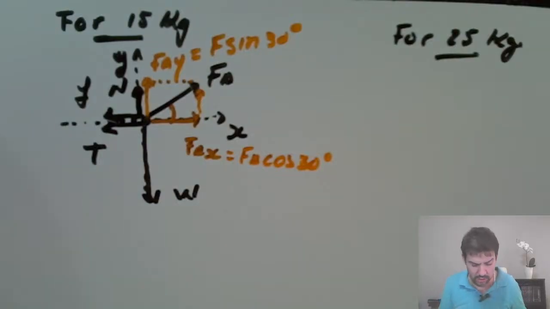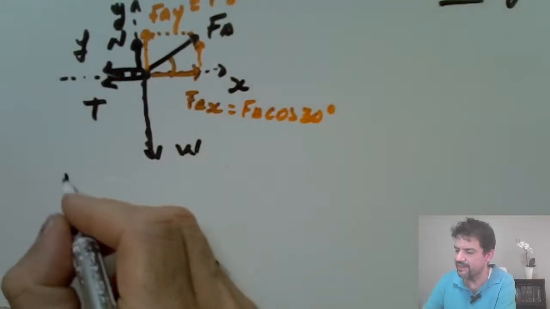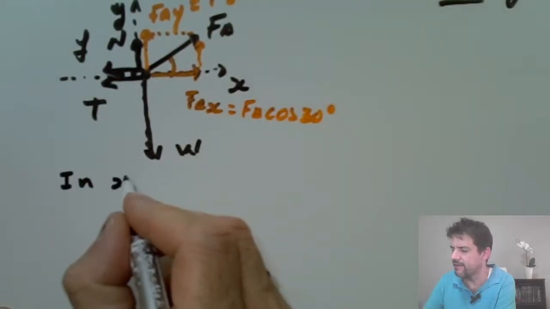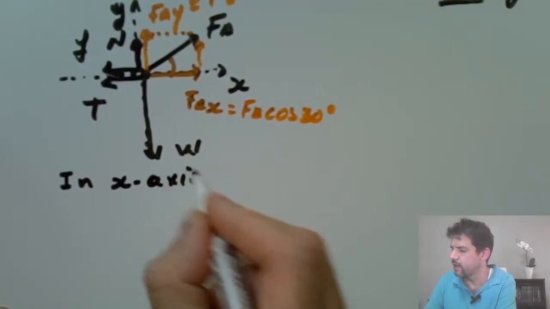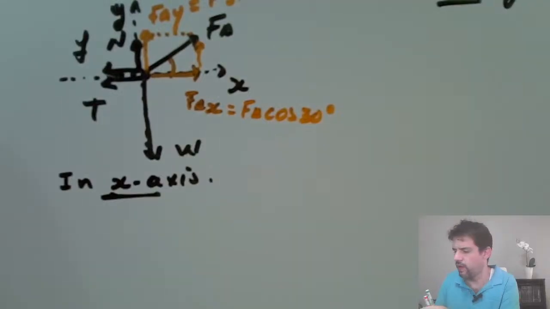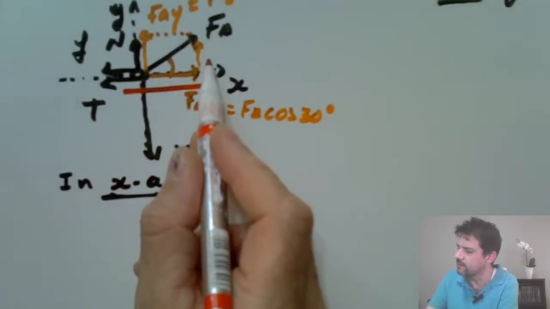Now, we are looking for the acceleration. So we have to work in the x-axis. Why on the x-axis? Because the object is moving on the x-axis. So I am going to apply Newton's second law on the x-axis. Let me write here in x so you know where I'm working. I'm going to work in the x-axis. The x-axis is this axis here.